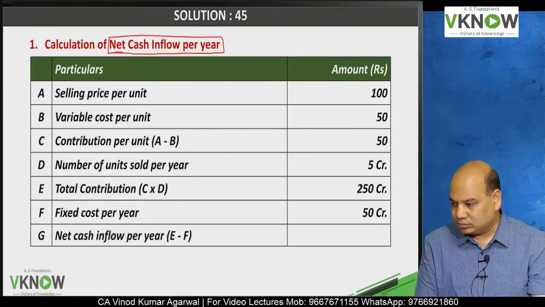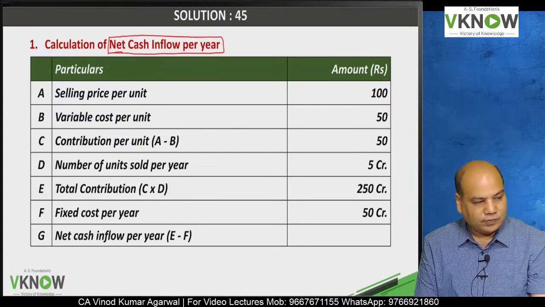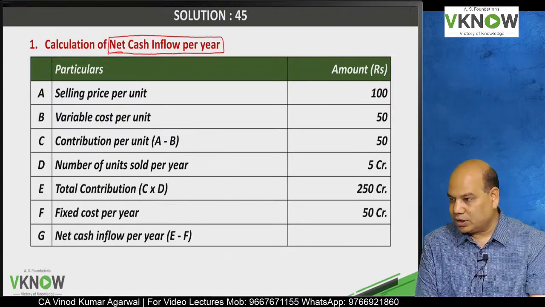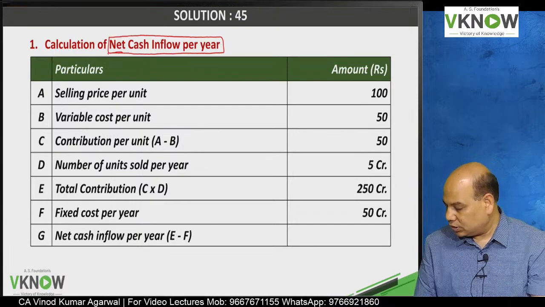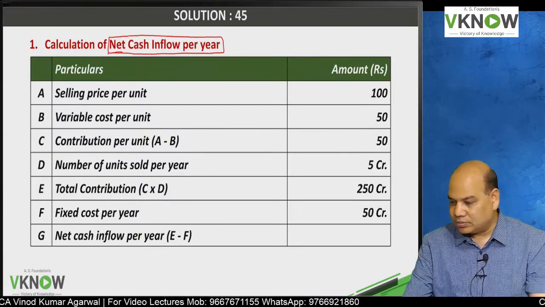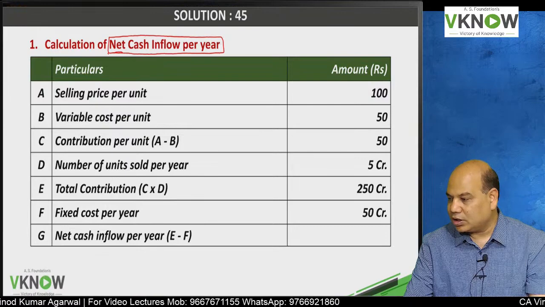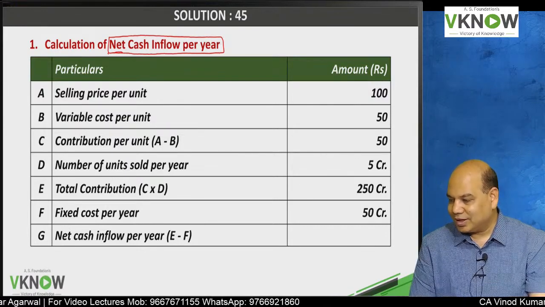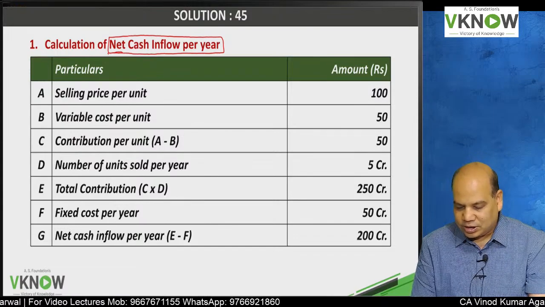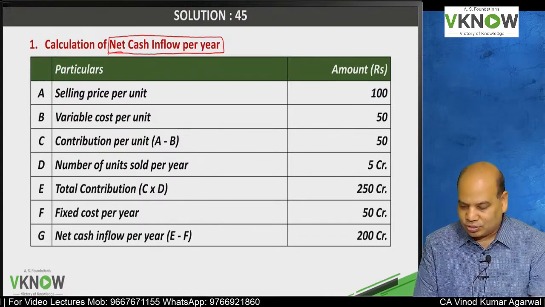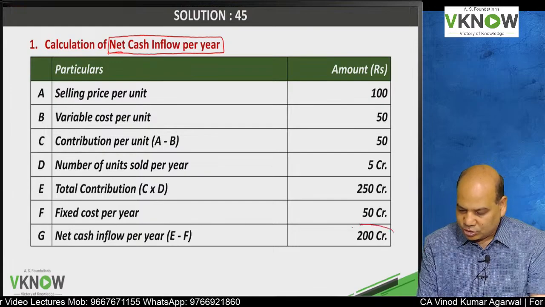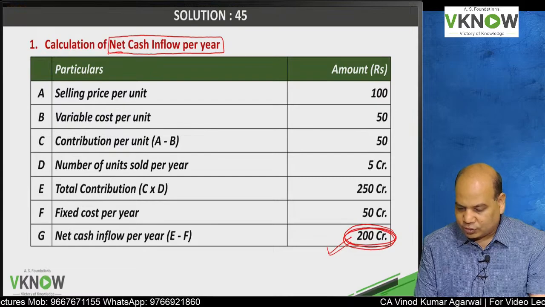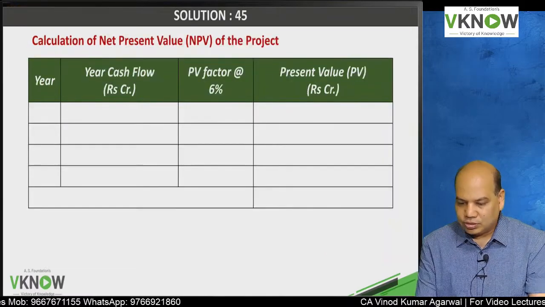Therefore, net cash inflow per year. Anybody, net cash inflow per year would be how much? Net cash flow per year will be 200 crores. So based on original data, my annual cash inflow is 200 crore.